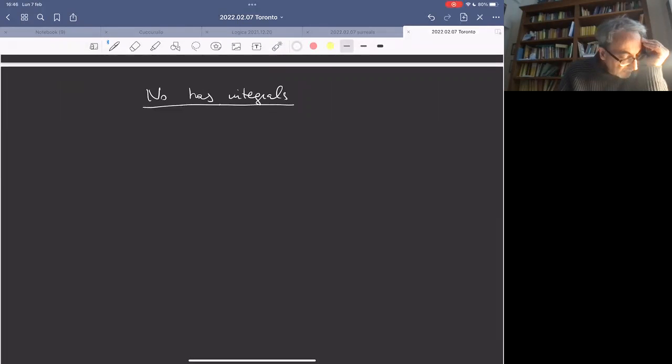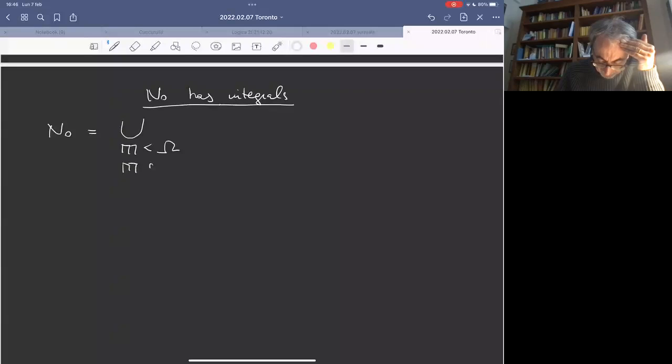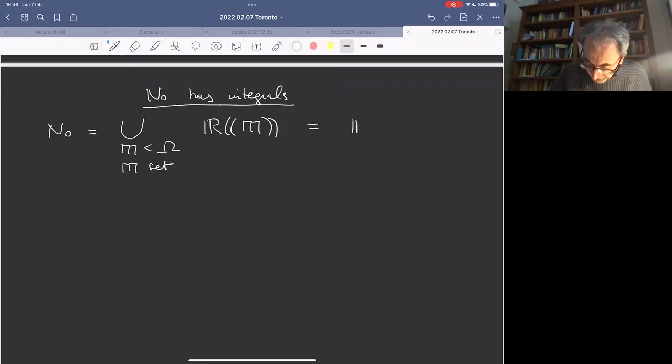Okay. So the final part is No as integrals. Okay, you recall that No is the union, for M a subgroup of the monomials, but M a set, of fields of this form. This is what we call the R omega M by definition, right?